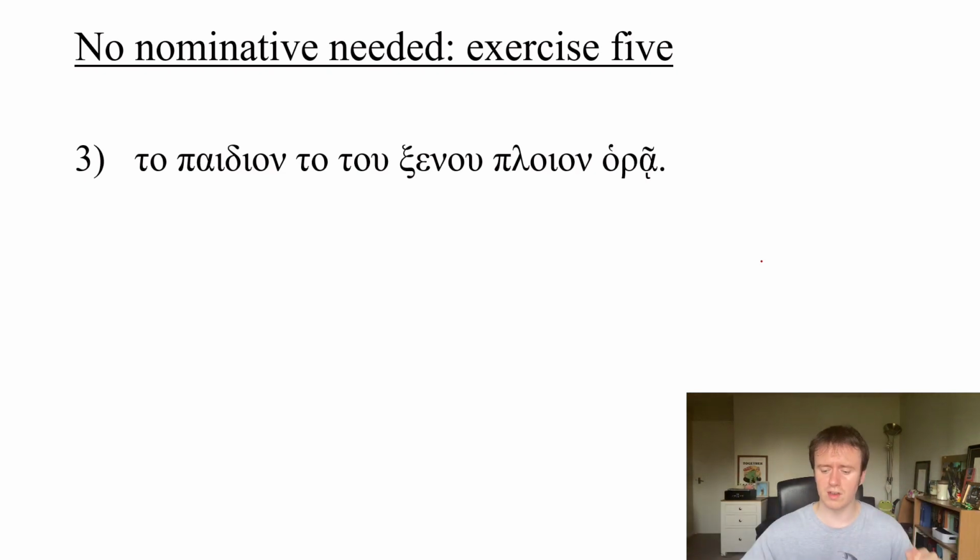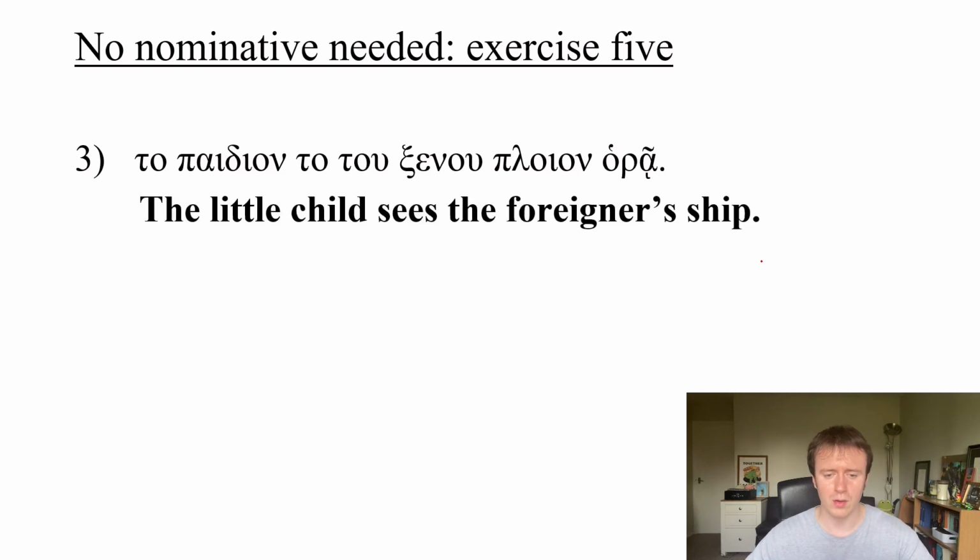And you should have translated it as the little child sees the foreigner's ship. We had topaidion at the start, the little child. Horai was the verb, which is he, she, or it sees. Here, we know exactly who that he, she, or it is. We know that it's the little child because topaidion is in the nominative.